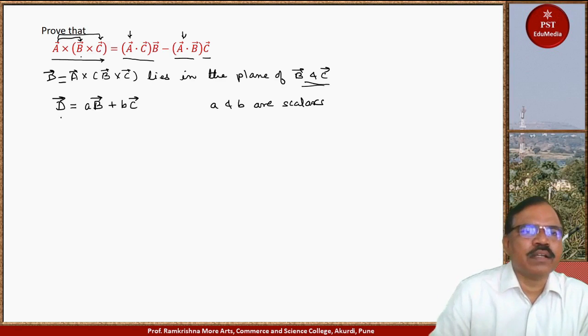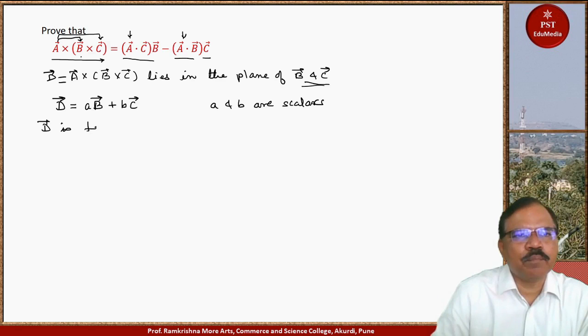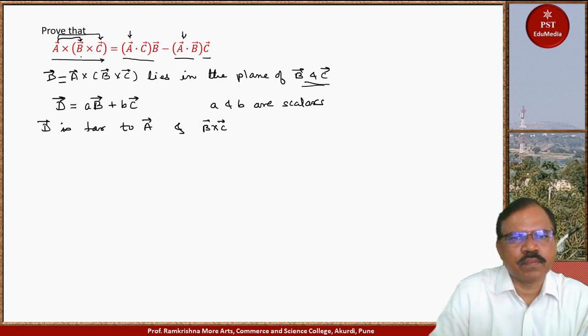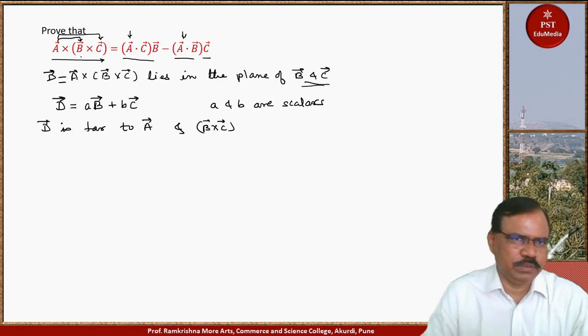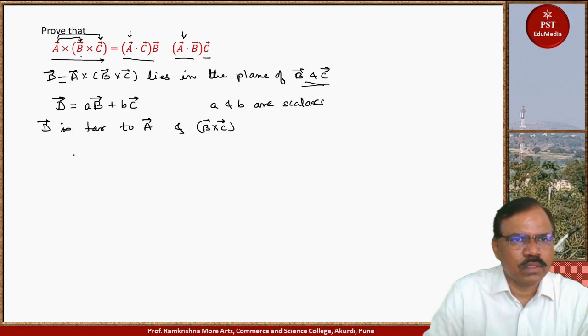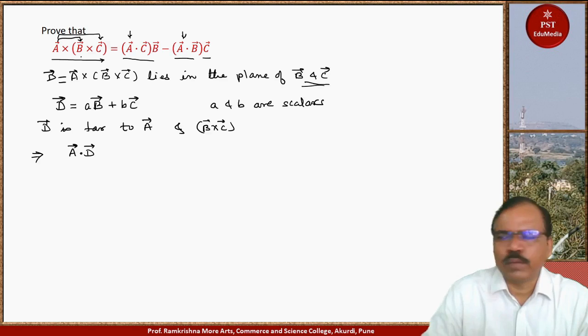Now see here, D is perpendicular to A and B cross C. D is A cross B cross C. So D is perpendicular to A as well as the other vector, that is B cross C. So what is A dot D? So what is A dot D, Aman?